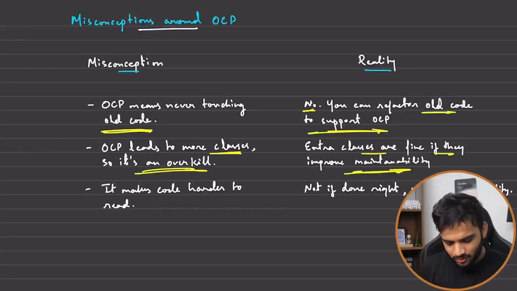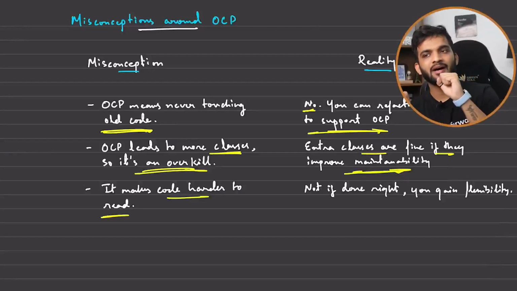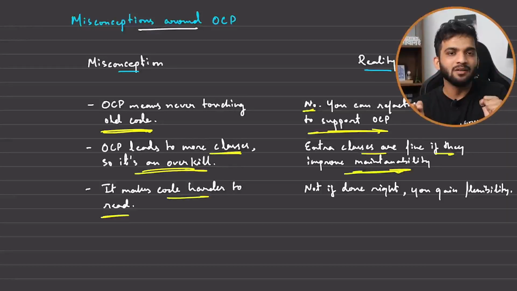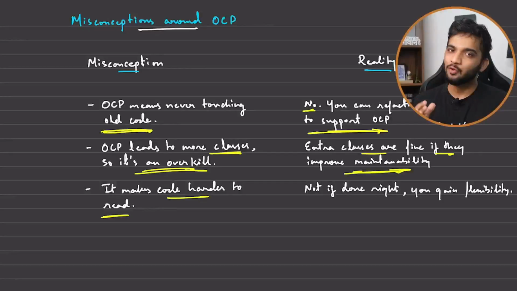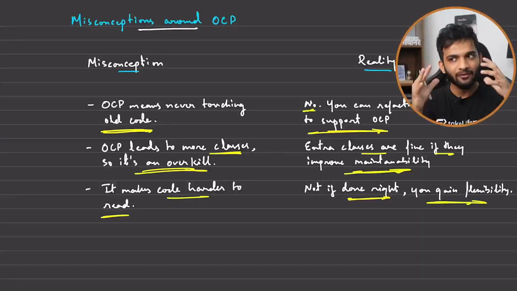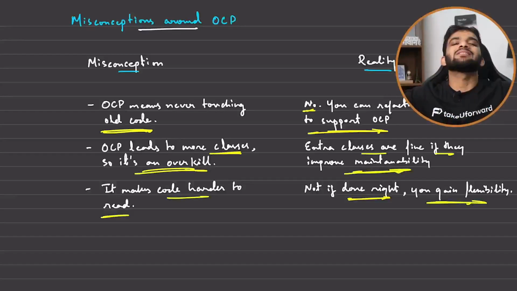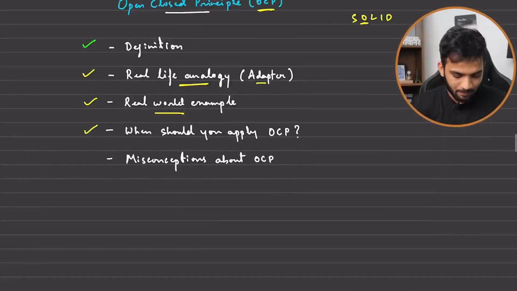Next one, it makes code harder to read. I just gave you a very simple example, but if I include factory pattern, if I include composition, and you're not aware of all the design patterns, it might get difficult for you to read through the code as well. Is that a misconception? That is kind of true, but again, that means you're not aware of design patterns. So not if done right. If you are doing it right and you're aware of everything, I think you gain a lot of flexibility, because if you're aware of design patterns, you can always extend on it. Got it? And that was about the misconceptions about OCP.